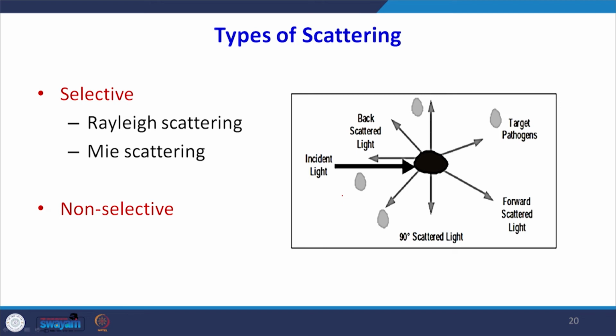Now if we define the scattering into different types according to the wavelength and the diameter of the particle, there are two broad categories of scattering. One is selective scattering and another is non-selective scattering. Under selective scattering, again there are two categories, Rayleigh scattering and Mie scattering, and all these scatterings will again depend upon the size, the diameter of the particles present in the atmosphere. Let us see them one by one.